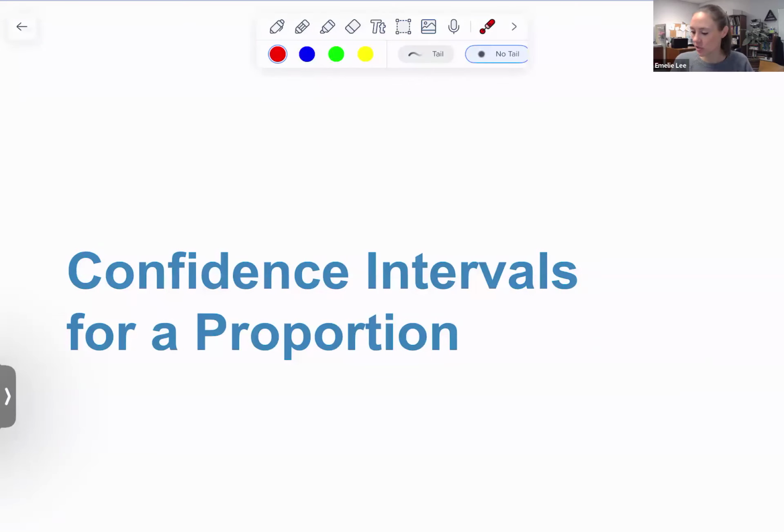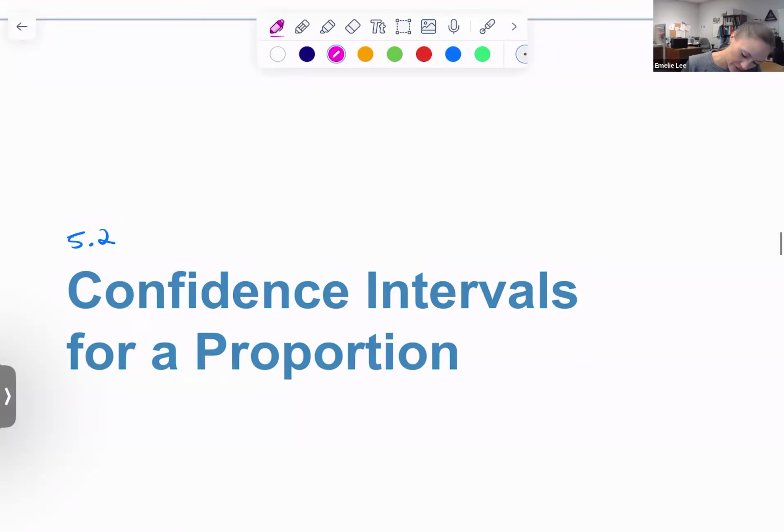Let me just check the time. Good. Let's start this. We won't get very far. But section 5.2 is where we're introducing the first thing that we can do in inference. We've got confidence intervals.